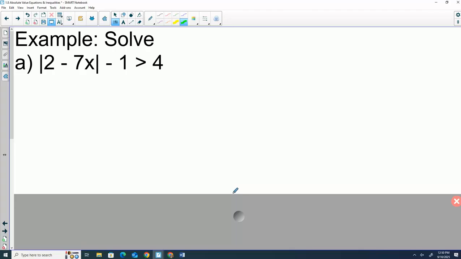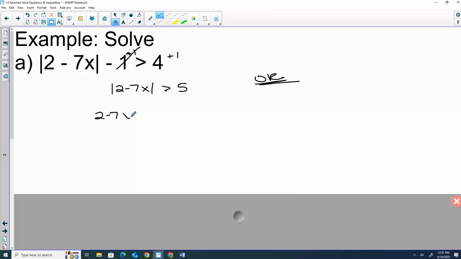What do we have to do first? Add the 1. You have to have the absolute value by itself before you rewrite the problem without it. So the absolute value of 2 minus 7x is greater than 5. So now, and or? Right? Or is an or. So we do two pieces.